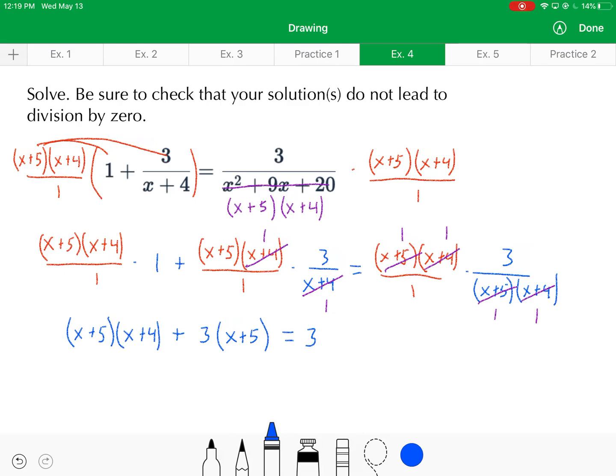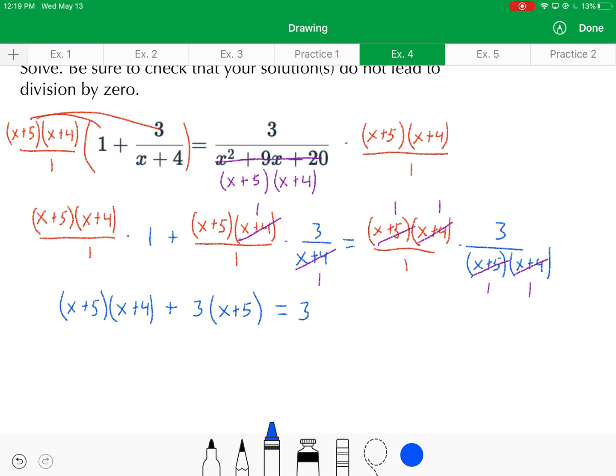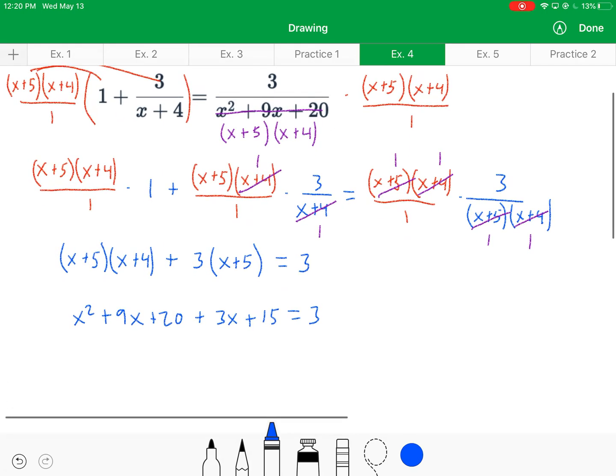All right, now some of you might be able to jump right to that line without doing all the work that I have in the middle here. But if you need to, write everything out like I've done in that middle line where I'm using both the red and the blue colors. Okay, so now we just simplify the left side. If I multiply x plus 5 times x plus 4 back out, I know that's going to give me x squared plus 9x plus 20. Then I'll distribute the 3 to 3x plus 15. Okay, clean up the left side.